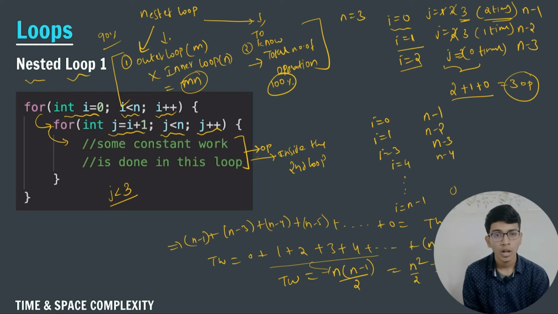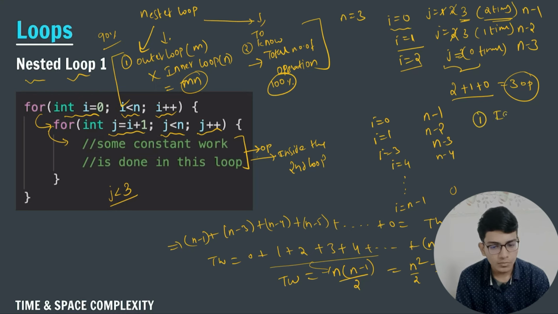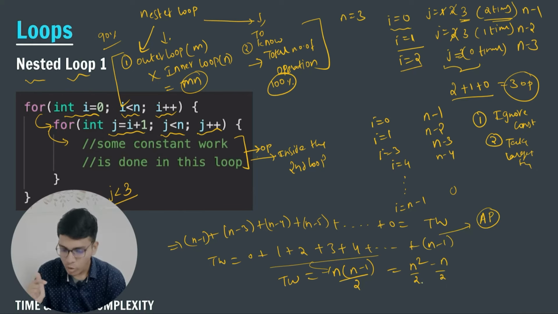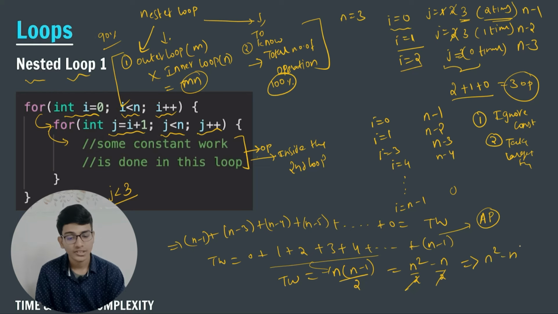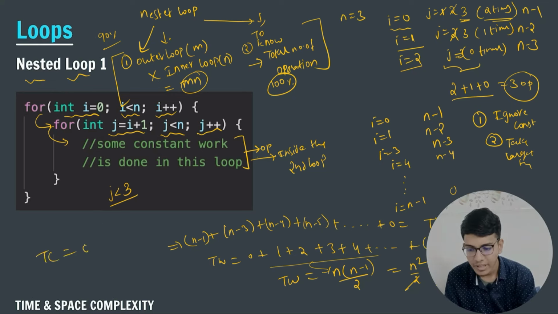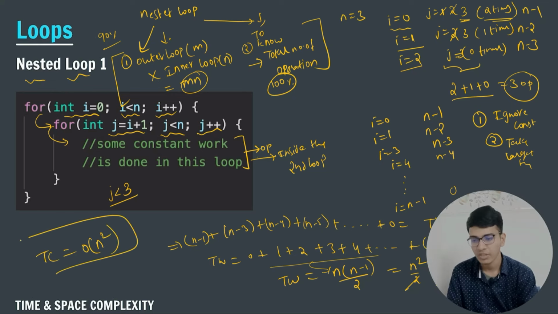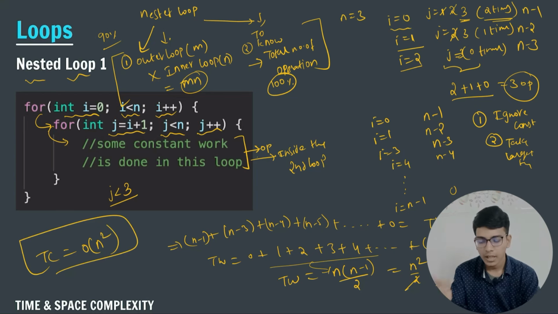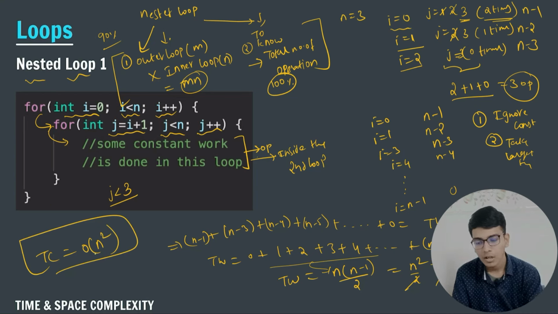So what is our rule to calculate time complexity? First of all, we ignore constants, and the second step is take the largest term. So first we ignore constants, so this becomes n square minus n. Second, we take the largest term, so we'll ignore this, and our time complexity will become big O of n square. So for two loops, our time complexity will become big O of n square.